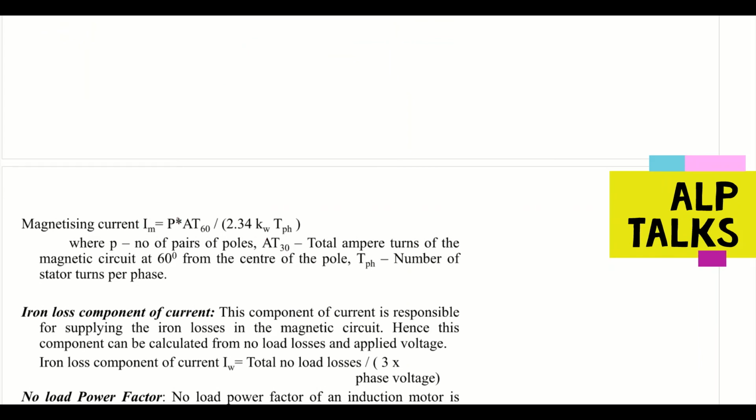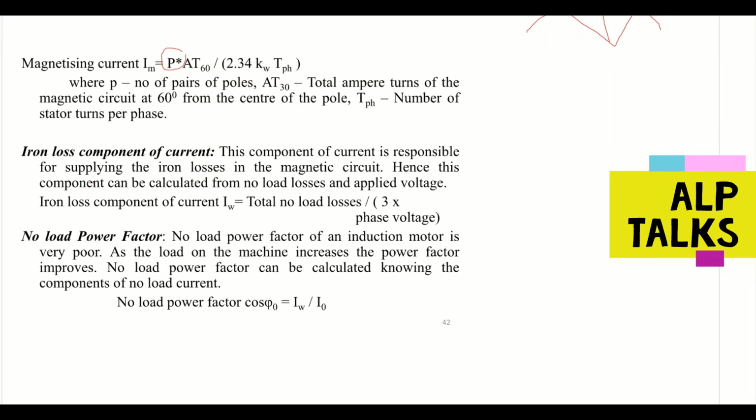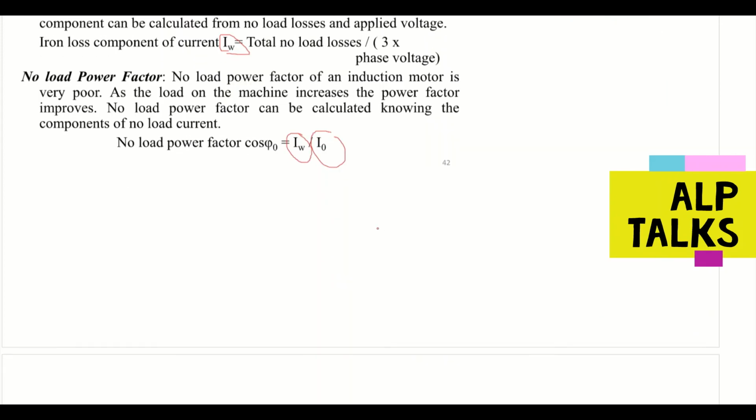So magnetizing current we are calculating here. P is the number of pole pairs. 8030 is nothing but the total ampere turns of the magnetic circuit at 60 degrees from the center of the pole. Say if this is the pole, we will take 60 degrees from the center of the pole. T phase is nothing but the number of stator turns per phase. The iron loss component of current is IW, and the no load power factor we can calculate by using IW by I0. So I0 is the total current.